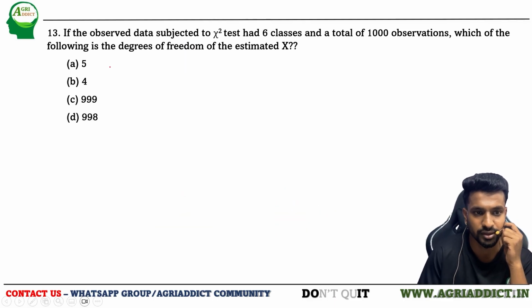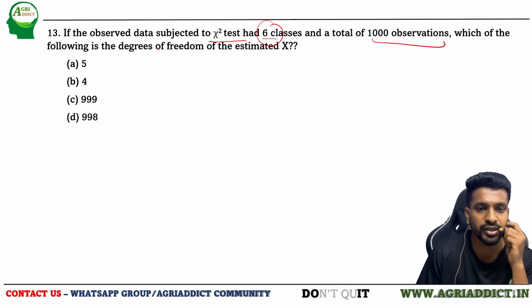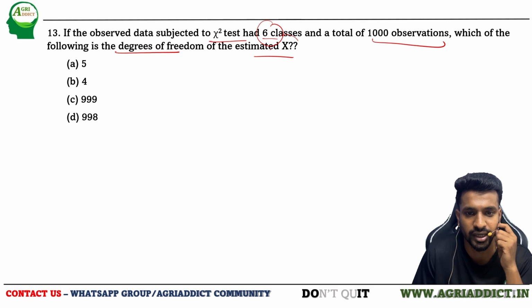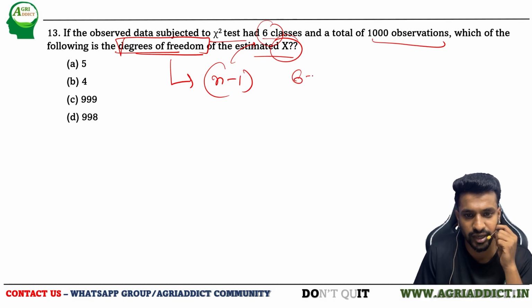Okay, next one. If the observed data subjected to chi-square test has 6 classes and a total of 1000 observations, which of the following will be the degrees of freedom? So for this one to answer, we have to know what this degrees of freedom is. I guess you might already know the direct formula for the degrees of freedom, which is n minus 1, and n will be equal to the total number of classes. That's why it would be equal to 5. So this is true. But what exactly does this degrees of freedom mean?